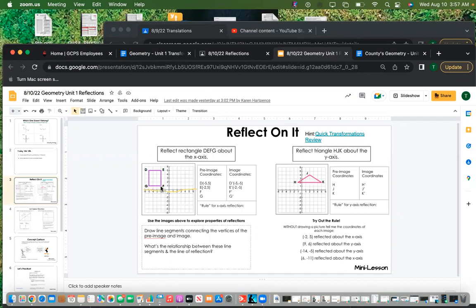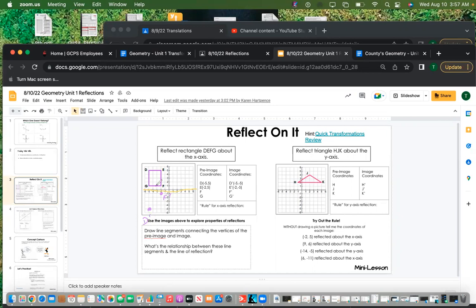So for instance, this F right here is 1 away from this line. So on the other side, I'm going to go 1 away from that line. All right, F prime. Okay. Now they did these other ones for us already. So remember, pre-image is what we started with. So that's a -5, 5, which is right here. And the post-image, okay, is -5, -5, because that's 5 units away from that line.